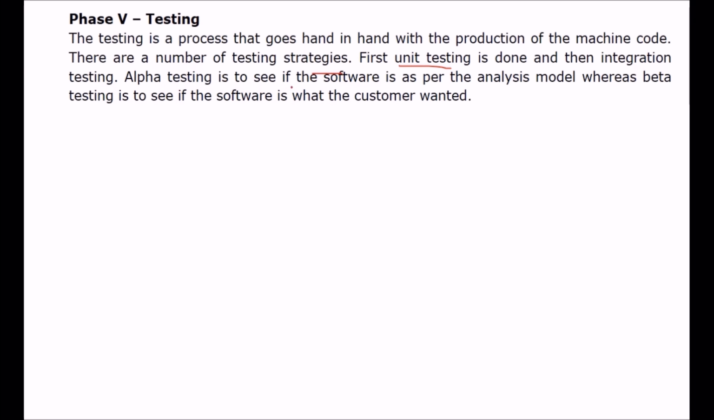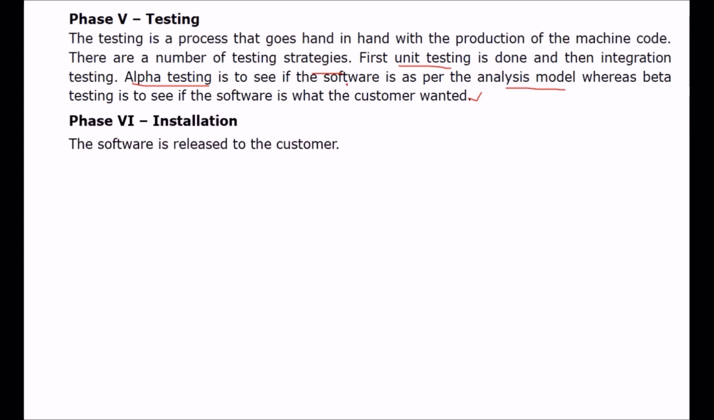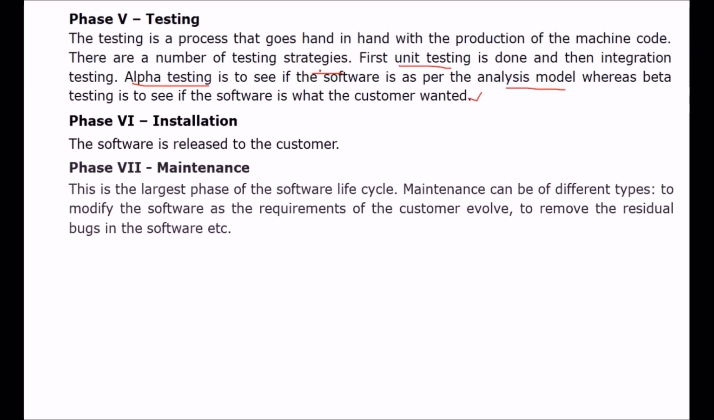Then alpha testing is to see if the software is as per the analysis model. The second part, beta testing, is to see if the software is what the customer wanted. So alpha testing is done at the developer end, and beta testing is done at the user side. Then comes the installation. Finally the software is installed, ported or released to the customer.